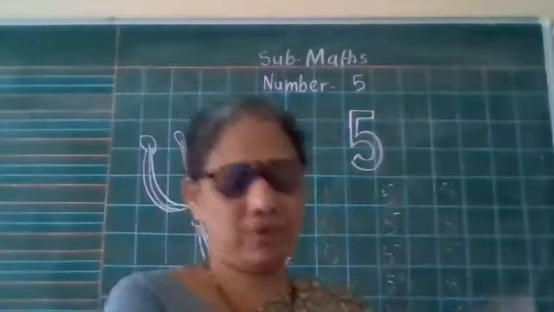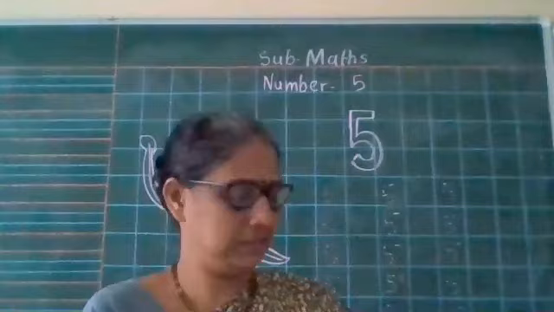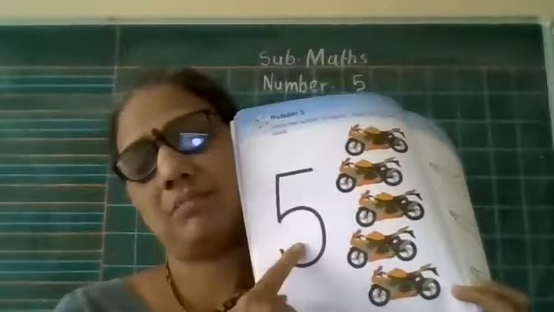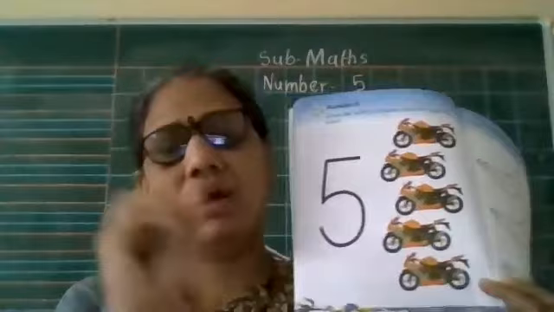Now open your maths textbook. This is our maths textbook. Open your books. Open this page. This is number 5. And what are these? These are bikes. Count these bikes. 1, 2, 3, 4 and 5. How many bikes? 5 bikes.